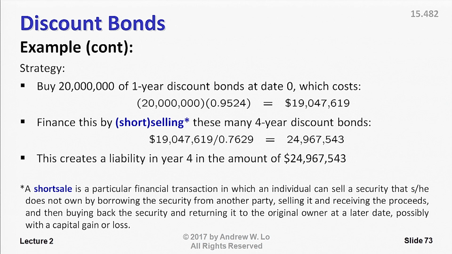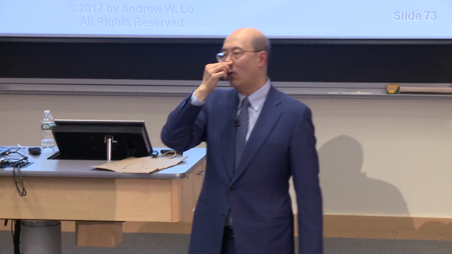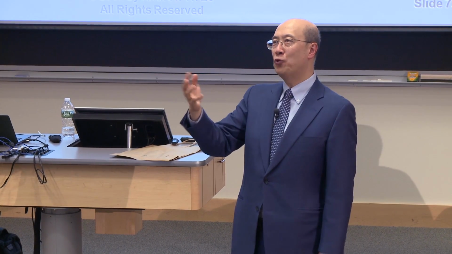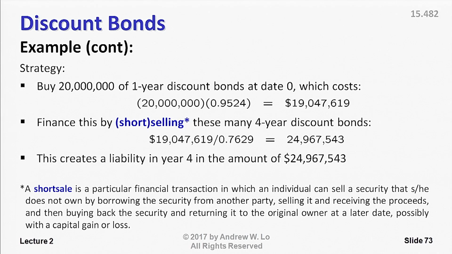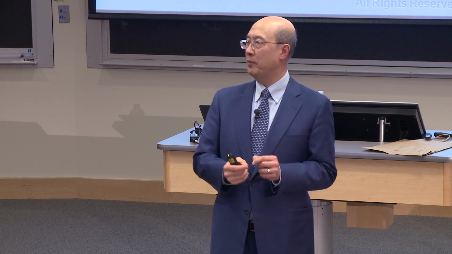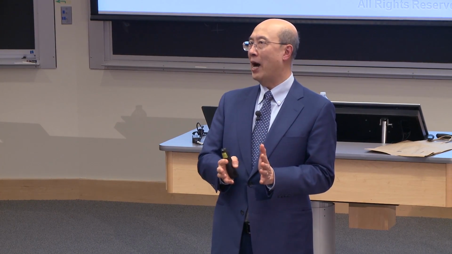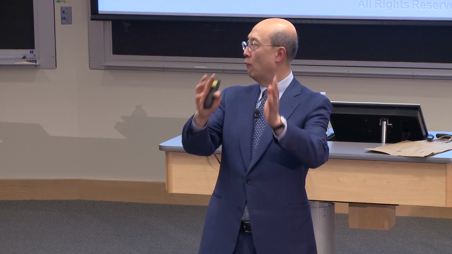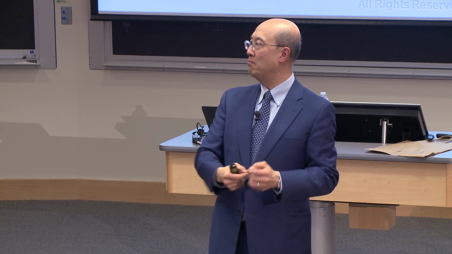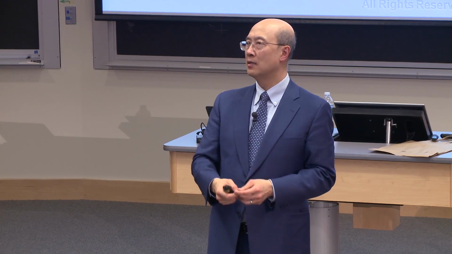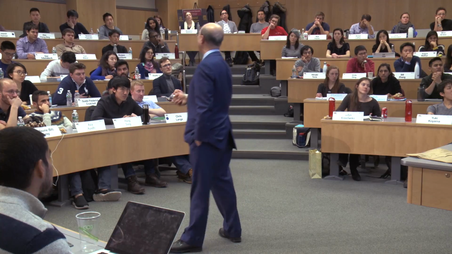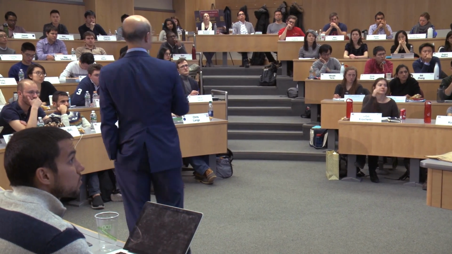At the same time, I'm going to short sell 4-year bonds. How many 4-year bonds am I going to short sell? Oh, I don't know. Let's suppose I sell 24,967,543 of these 4-year bonds. Why do I want to do that? I want to do that because I want to offset my $19 million purchase of 1-year bonds with an equal dollar amount of 4-year bonds. And when I do that, here's what I get.